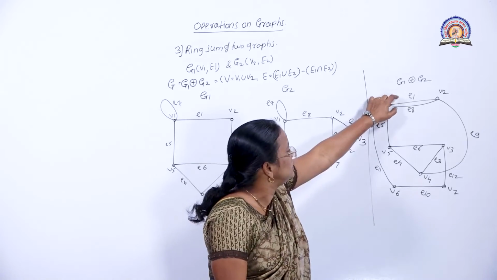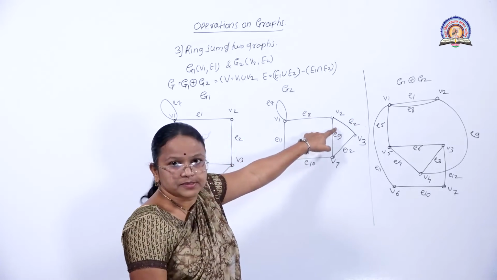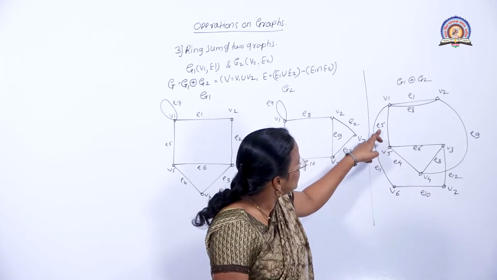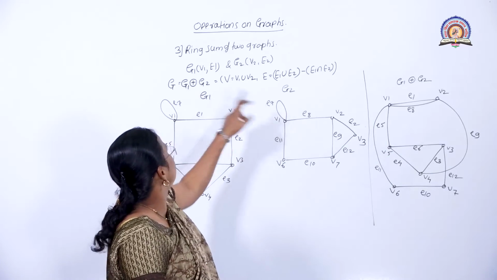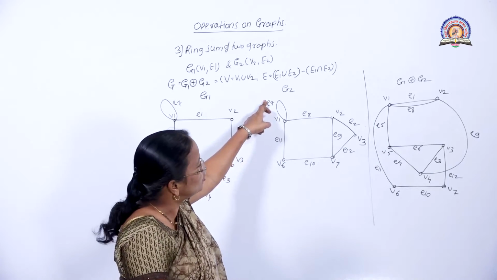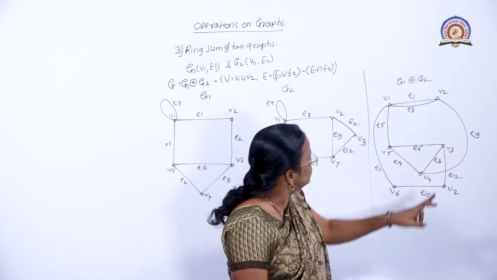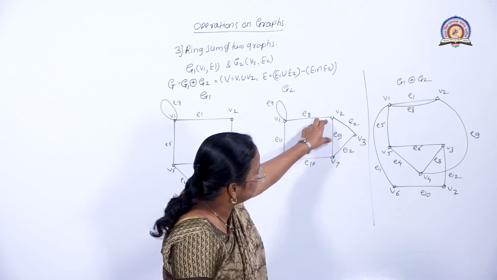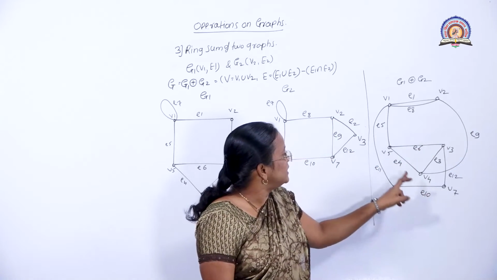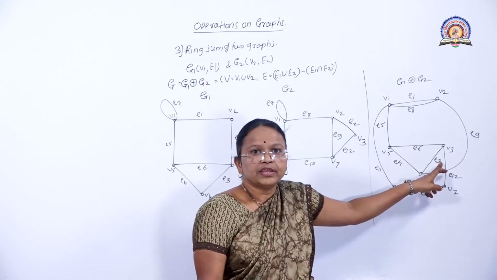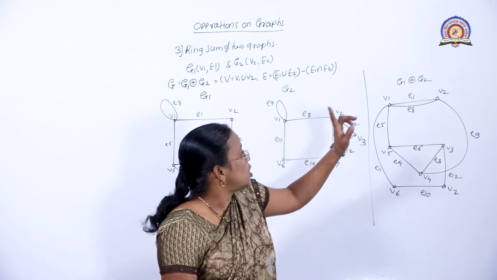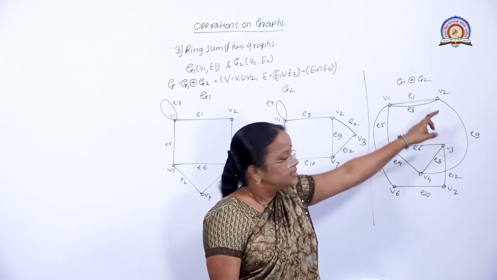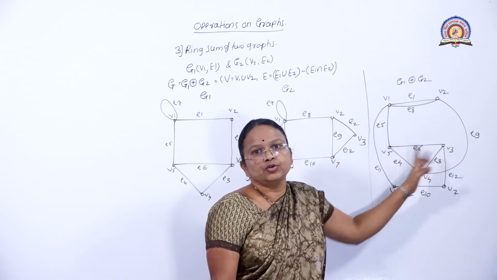See here E1, E2 is common in both the graphs, so we remove that. E3 is there, E4, E5, E6, E7 is common, so we remove that. E8 is there, E9 is remaining. Okay, E9 is here. E10, E11, E12. Means all the edges are covered here, all the vertices are covered. We don't consider here the common edges, so this is the ring sum of two graphs.